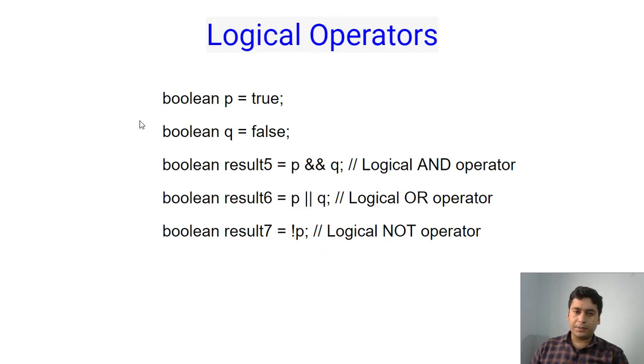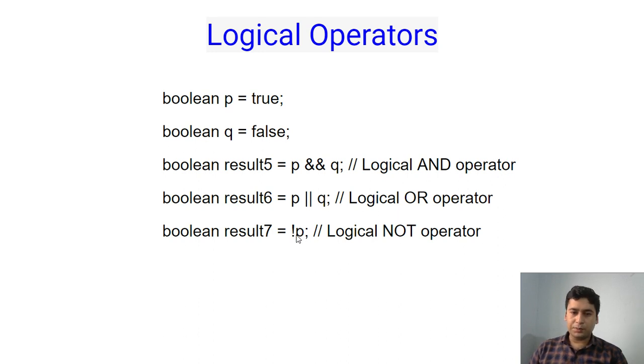Next is logical operators. Boolean p equal to true, boolean q equal to false. Boolean result equal to p and q. So we are checking what p is. P is true, with a double and, which is the logical operator, and q. What is q? Q is false. So p and q is true and false. What is true and false? False. True and false is false, because it's an and. With or, true or false is true, because if one is true then the result is true. So that's how this operator will work.